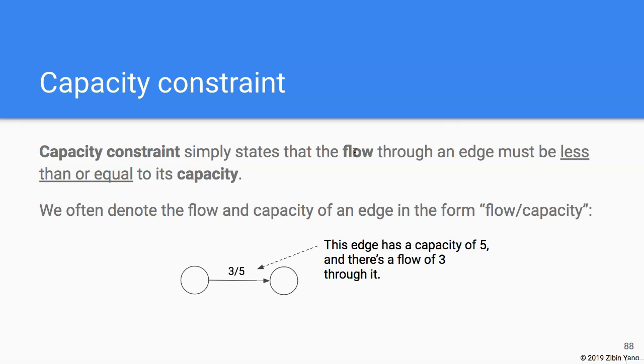And since we often talk about flow and capacity, and we often want to see them together, a lot of times we denote the flow and the capacity in the form of flow slash capacity. So in this very simple network, the edge has a capacity of 5, and right now we're sending a flow of 3 through it. So it's 3 over 5.